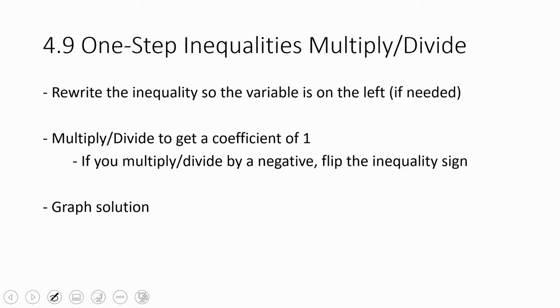So when you're solving inequalities, first thing you're going to do, like always, rewrite the inequalities with the variable on the left-hand side if you need to. You're going to multiply or divide to get a coefficient of 1. Remember, you always do the opposite. So if it's 4 times x, you'll divide by 4. If it's x divided by 2, you'll multiply by 2. Always do the opposite. Here's the new thing.